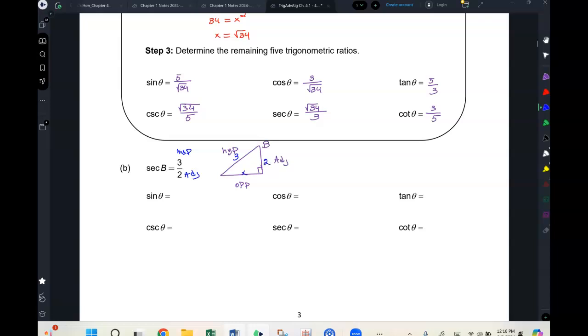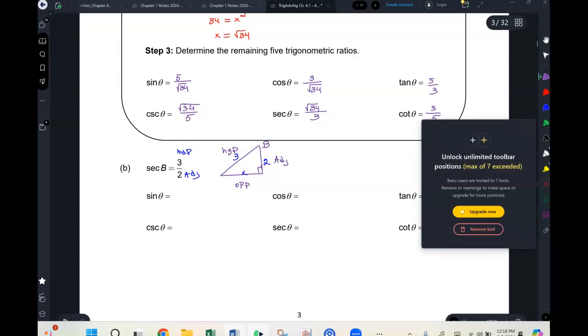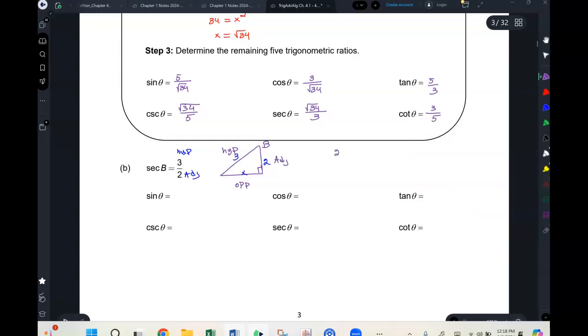We've got to find the missing side x. So what's the Pythagorean theorem going to look like? What squared plus what squared? Good. So 4 plus x squared equals 9. X squared equals 5. And what's x? Root 5.